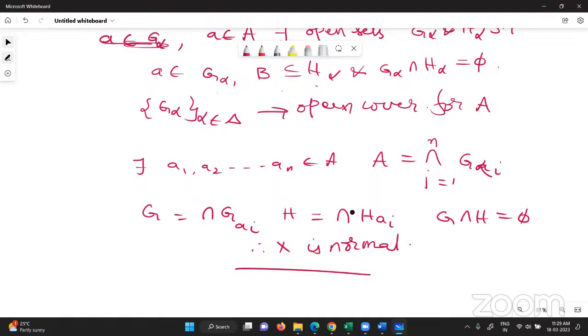How do you prove it? You have to take two closed sets A and B and prove that A and B are separated by two disjoint sets. You have to find G and H such that G intersection H is empty. Because A is a closed subset of a compact set, it is also compact; A is a compact set, and B is also a compact set. In a compact set, every open cover has a finite subcover. So whenever G alpha and H alpha are disjoint, the resulting G and H are also disjoint. Therefore, X is normal. Okay?